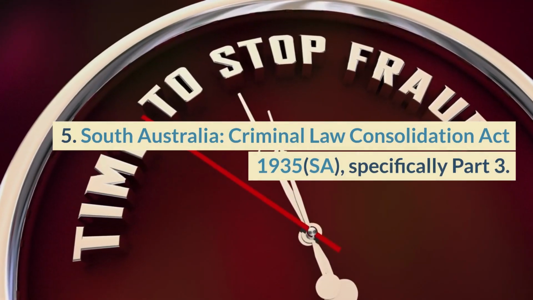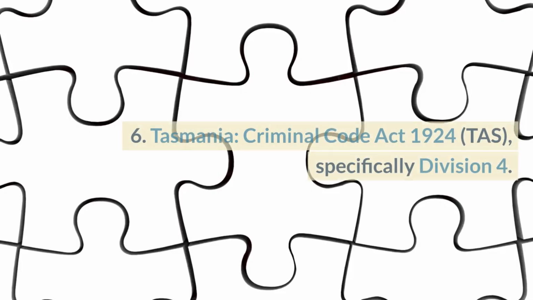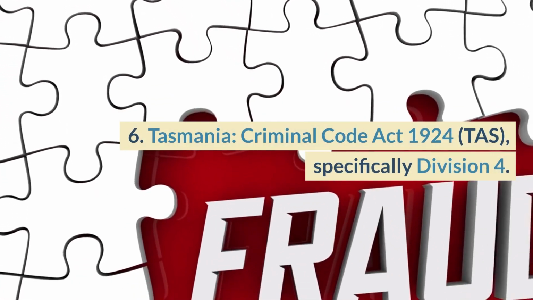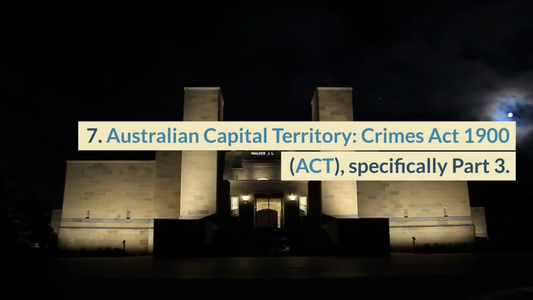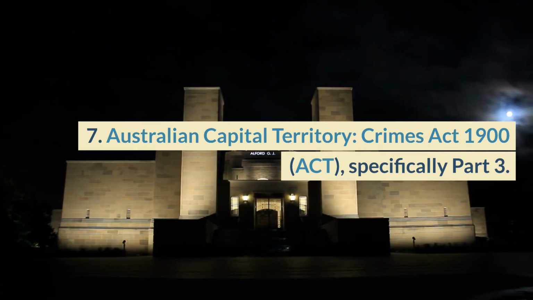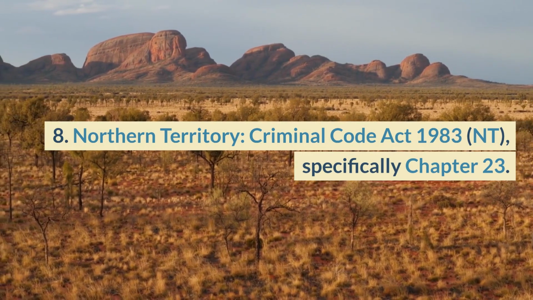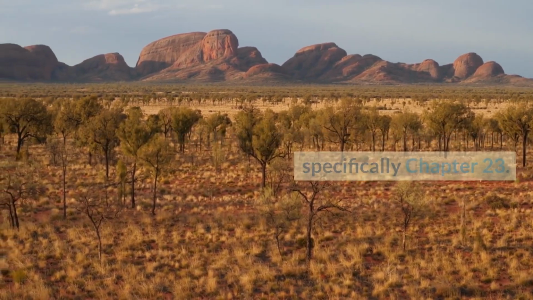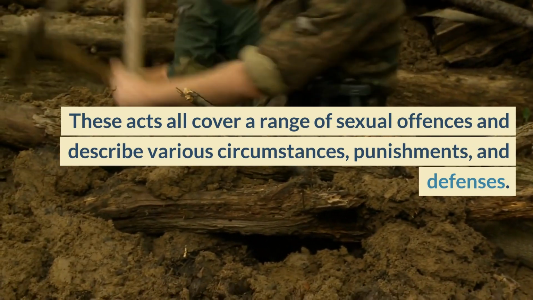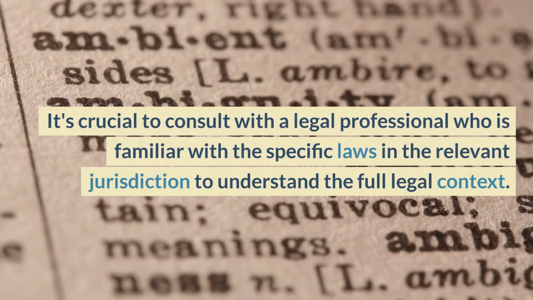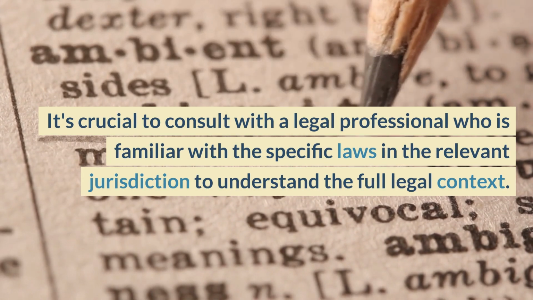5. South Australia, Criminal Law Consolidation Act 1935, SA, specifically Part 3. 6. Tasmania, Criminal Code Act 1924, TAS, specifically Division 4. 7. Australian Capital Territory, Crimes Act 1900, ACT, specifically Part 3. 8. Northern Territory, Criminal Code Act 1983, NT, specifically Chapter 23. These acts all cover a range of sexual offences and describe various circumstances, punishments, and defences. It's crucial to consult with a legal professional who is familiar with the specific laws in the relevant jurisdiction to understand the full legal context.